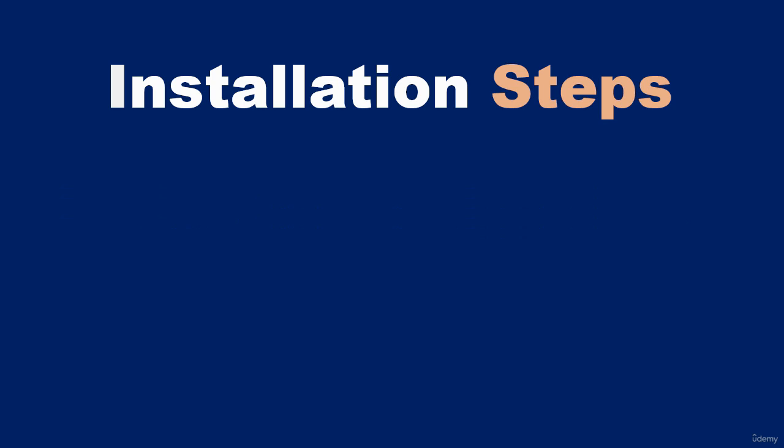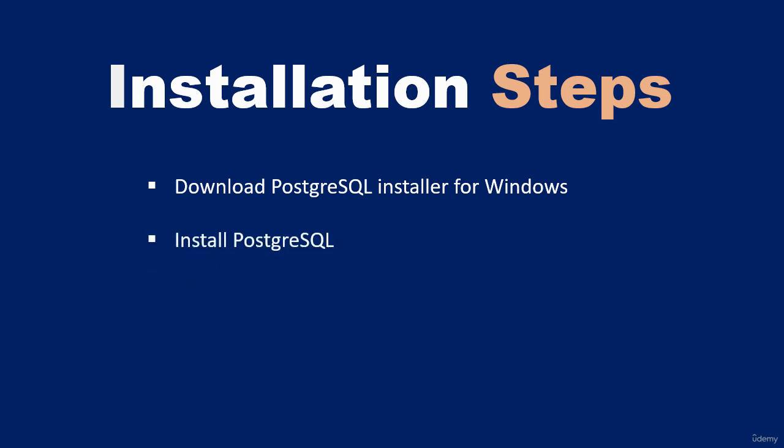Let's take a look at the steps that we are going to follow to complete the installation of PostgreSQL. So we are going to start off by downloading the PostgreSQL installer for Windows. If you're installing on Windows, you do that via an installer. So once we've downloaded it, we'll then install PostgreSQL and we'll then verify the installation.